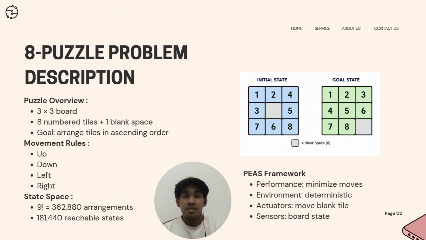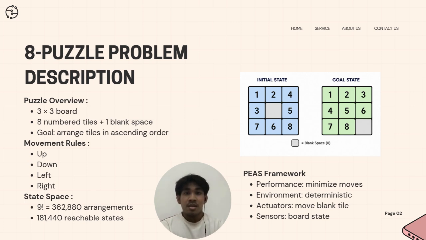The objective of the puzzle is to transform the initial configuration into the goal configuration by arranging the number tiles in ascending order while placing the blank space at the bottom right corner. To solve the puzzle, the blank space can move in 4 directions, which are up, down, left and right. However, the movement is only valid if the blank space remains inside the boundaries of the 3 by 3 grid and swaps position with one neighboring tile.